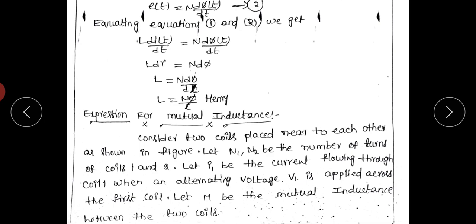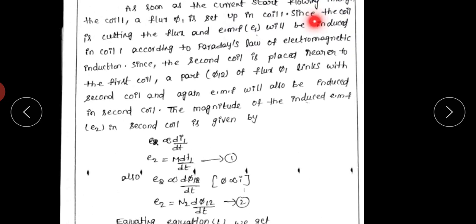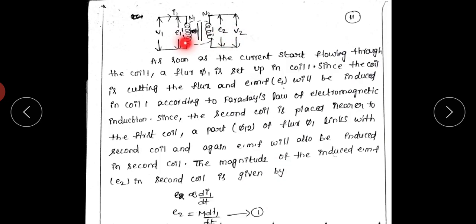So consider two coils placed nearer to each other as shown in the figure. Okay, this is the figure. Here two coils are placed nearer to each other. This is the first coil and this is the second coil.